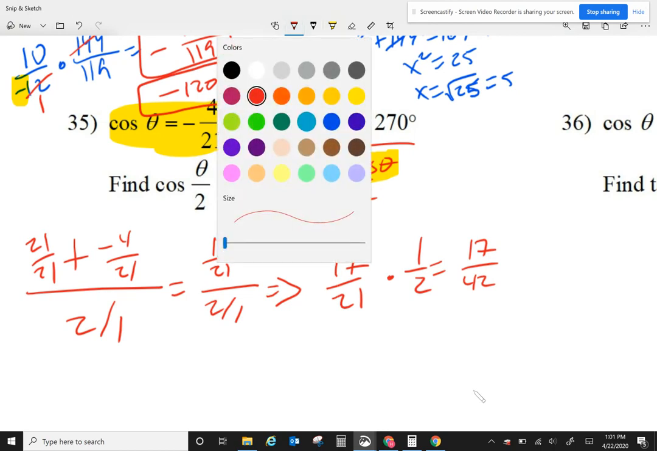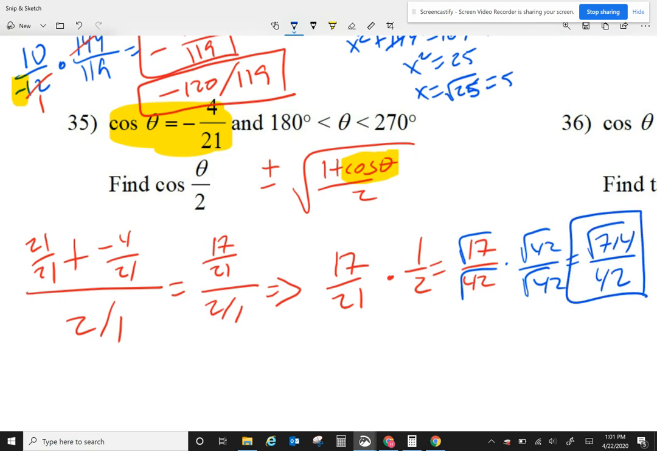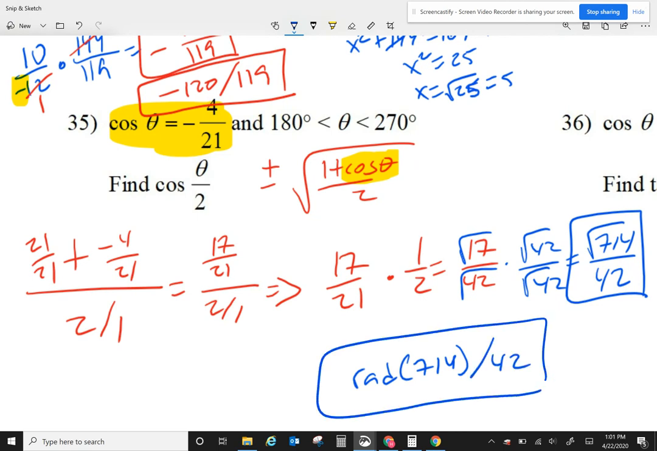Now I said I'll deal with the fraction and then I'll deal with the square roots. I cannot have radicals at the bottom, so let me multiply top and bottom by radical 42 in this case. On the top, 17 times 42 is 714. So I have radical 714 over 42. The way you will type this will be radical 714 over 42.